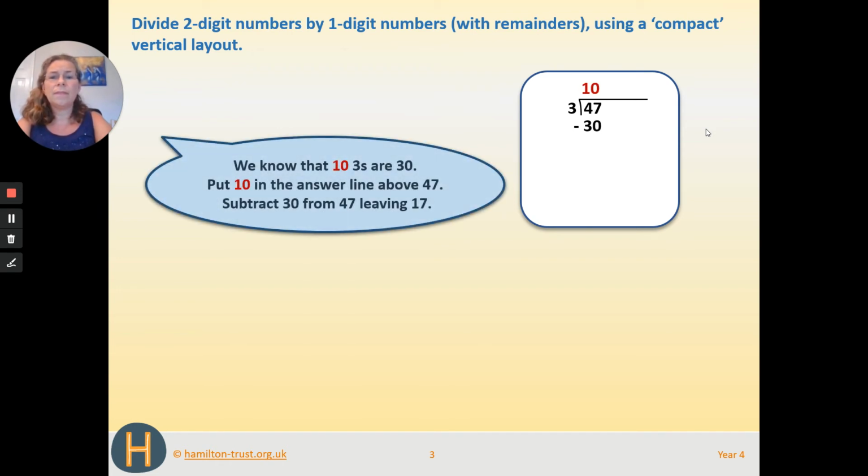We know that 10 3's are 30. So we will put 10 in the answer line above 47. Then we'll put 30 underneath 47 and subtract it from 47. We will subtract 30 from 47, which will leave us with 17.